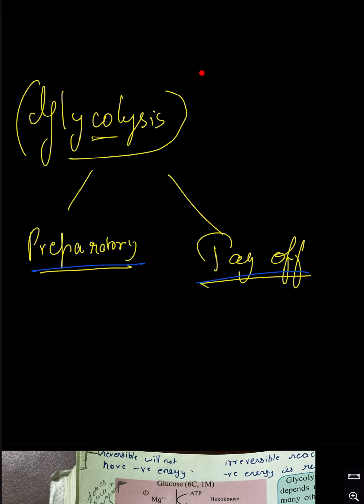Glycolysis is divided into the preparatory phase and the payoff phase. It is a common step in aerobic and anaerobic respiration. The preparatory phase goes from glucose to glyceraldehyde 3-phosphate, and the payoff phase goes from glyceraldehyde 3-phosphate to pyruvic acid. We'll learn the preparatory phase first, then the payoff phase.